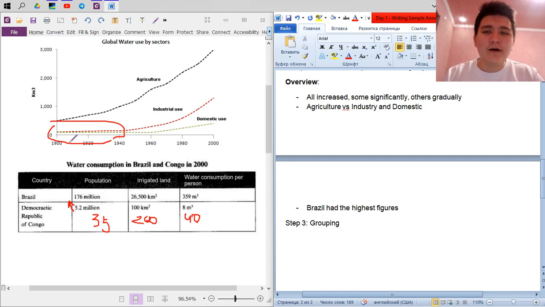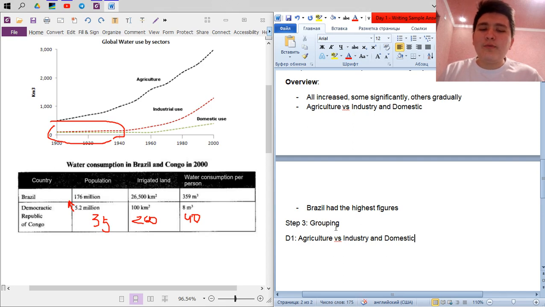And in the body paragraph, we can just write about agriculture. Well, not separately, because there are two charts here. But first, write about agriculture and then industrial use and domestic use. We already set the stage for our detailed paragraph number 1, where we'll first mention agriculture, because grouping within the body paragraph is also important. So in our body paragraph, we will write about agriculture versus industry and domestic use.